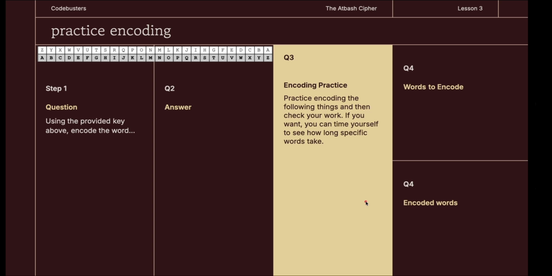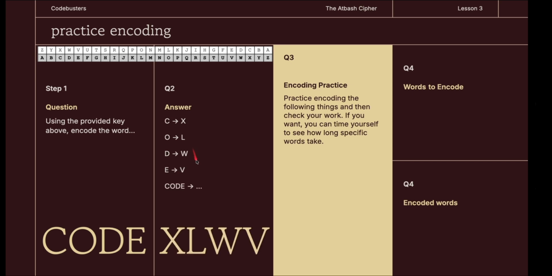Now we'll be going over practice encoding. The key is still up here if you want it. I'll go one more time and practice encoding with you. The word we're going to practice encoding is code. C becomes X, which is the first letter. Then we have O, and O becomes L. The third letter is D, and D becomes W. Then E becomes V. After doing all of that, code finally becomes XLWV.